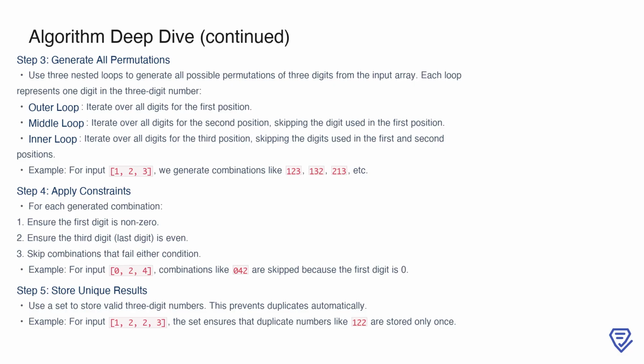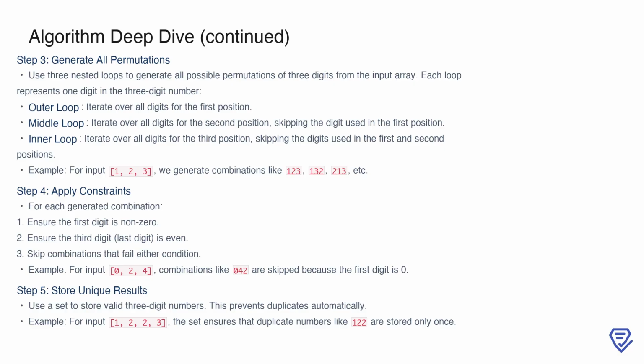After generating these combinations, we apply constraints to filter out invalid numbers. Specifically, we check that the first digit is non-zero and that the last digit is an even digit. For instance, with the input 0, 2, 4, combinations like 042 are excluded because the first digit is 0. By applying these constraints early, we eliminate invalid numbers without unnecessary processing.